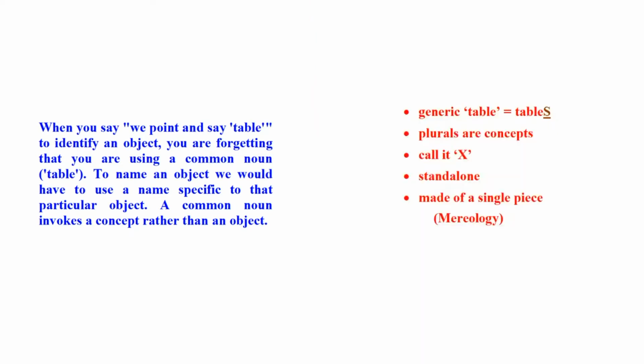It says generic, the word table. When he says it's a common noun, he's referring to tables with an S, the plural. He's thinking of the concept tables. Plural is a concept. Any mass noun, any noun that refers to many things like people, children, and so on, those are all concepts. Those are not physical objects.